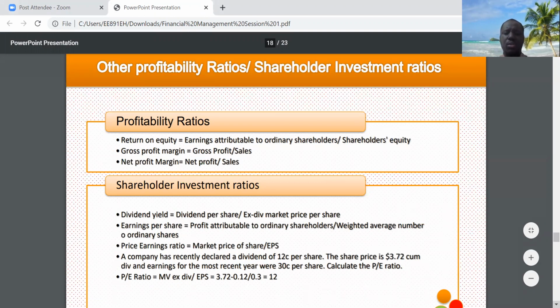Then let's move on to your shareholder investment ratios. You have your dividend yield, which is your dividend per share divided by ex-dividend market price per share. Always remember that you need to use the ex-dividend market price per share. You have your earnings per share, which is equal to your profits attributable to ordinary shareholders divided by your weighted average number of ordinary shares. You have your price earnings ratio or PE ratio, which is your market price divided by your earnings per share.